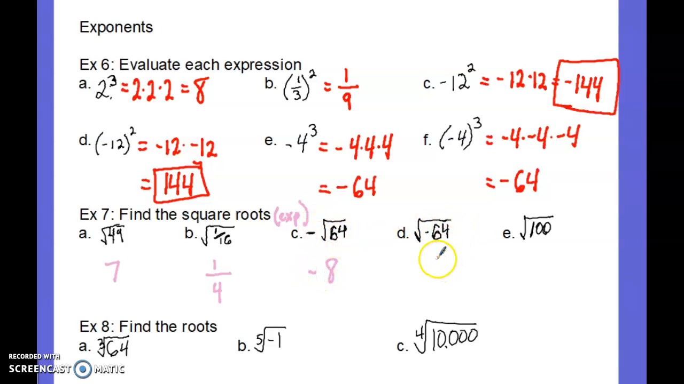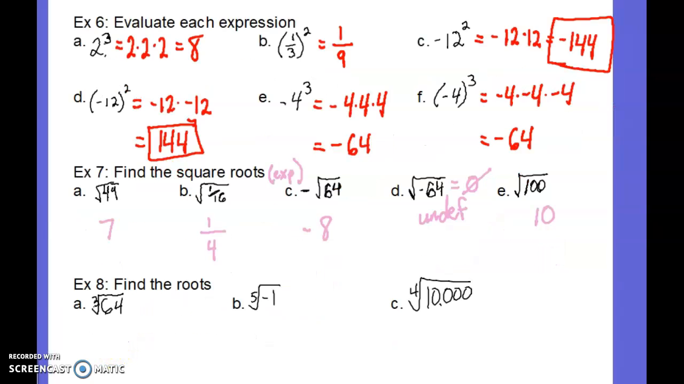This one, though, is undefined. Or you might remember that there's that symbol, there's no solution. Because think about it, all these other problems is what times itself gives you 49, or what times itself gives you 16. Well, what times itself will give you 64? There's no possible answer because a negative times a negative is positive. So that's not possible. Letter E is 10.